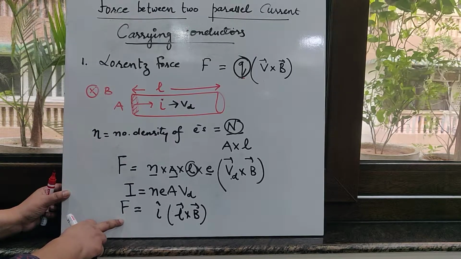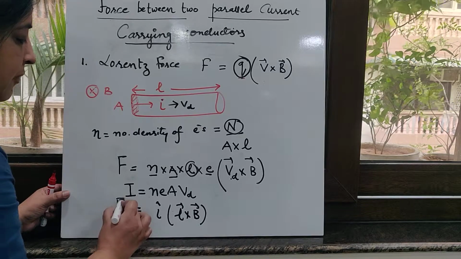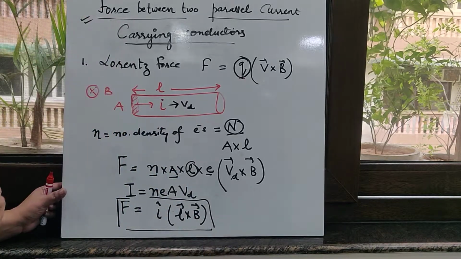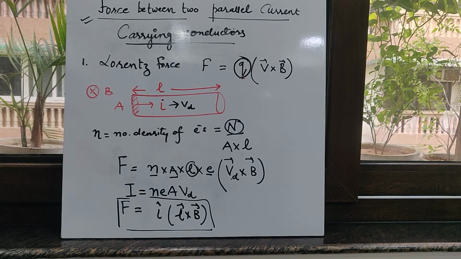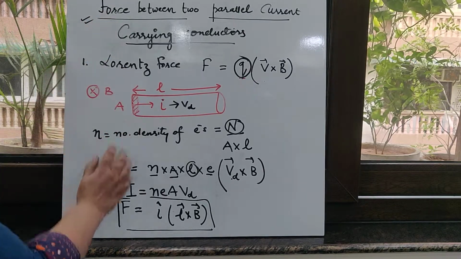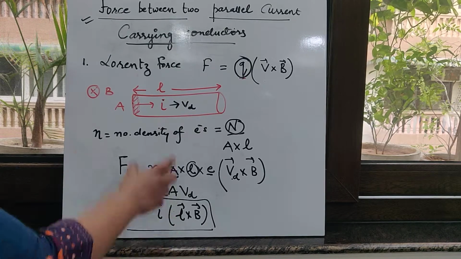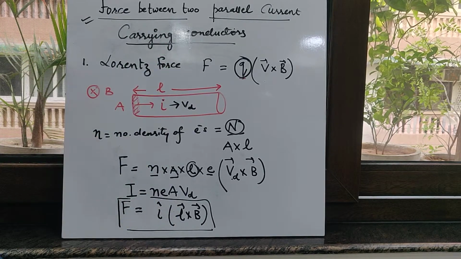Now this expression is very helpful for us to find out force between two parallel current carrying conductors. So I'm just erasing this. You just remember the formula F is equal to I into L cross B, and just now we will be using this.